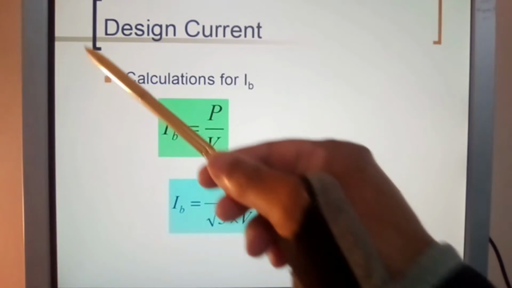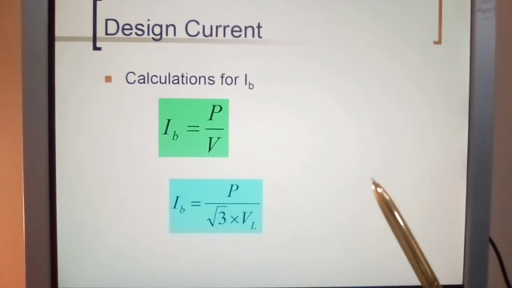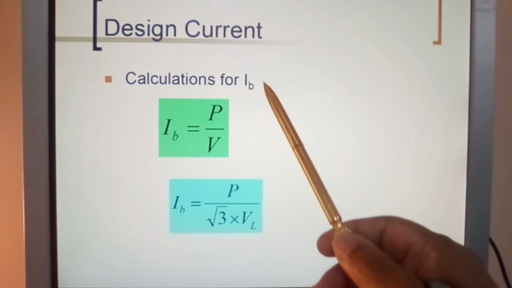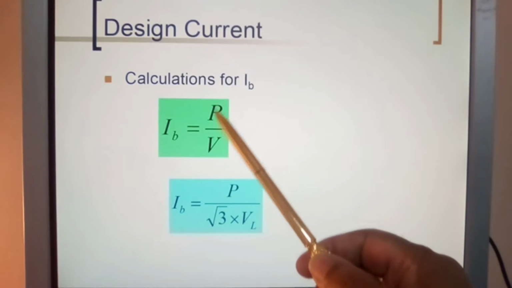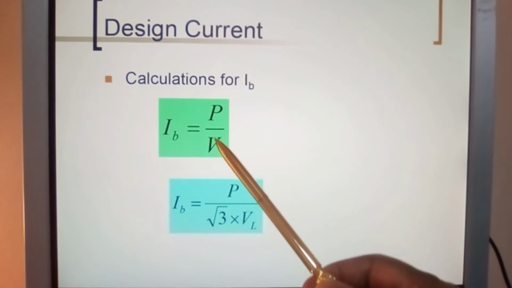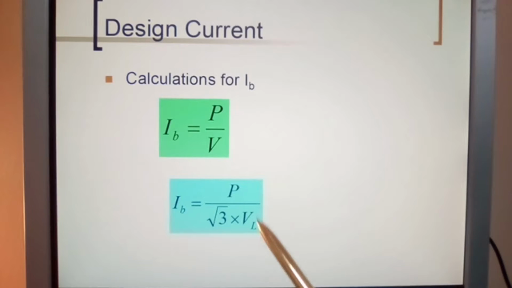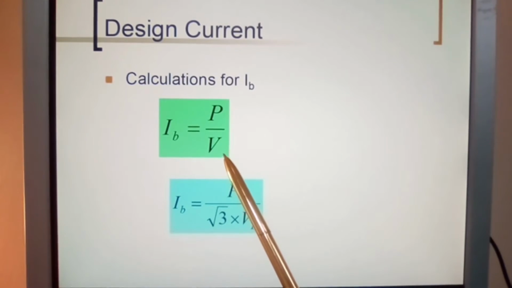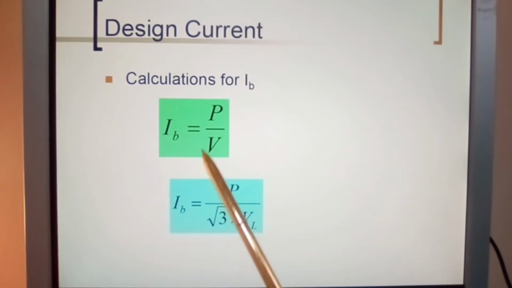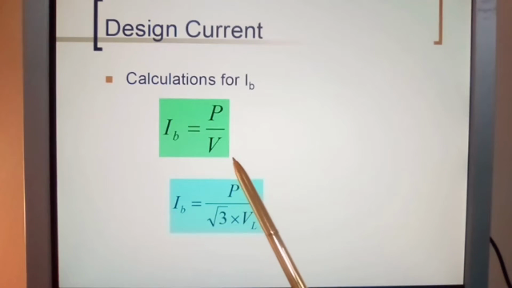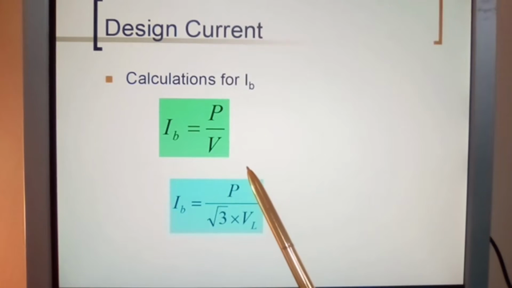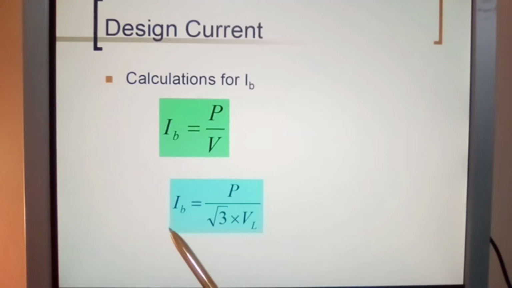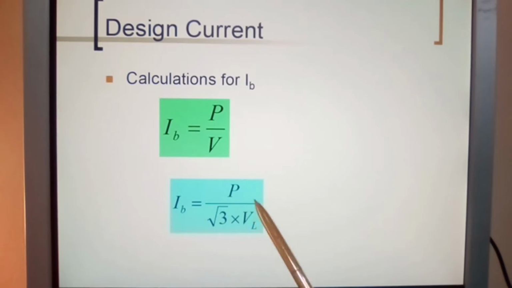Now, here we are at the design current stage. The calculation for IB is IB equals P over V. P stands for the power, V for voltage. Please note that this would be written some time before, so it'll be IB equals P over U, for current status of voltage. And for three phase, IB equals P over the square root of 3 times VL.